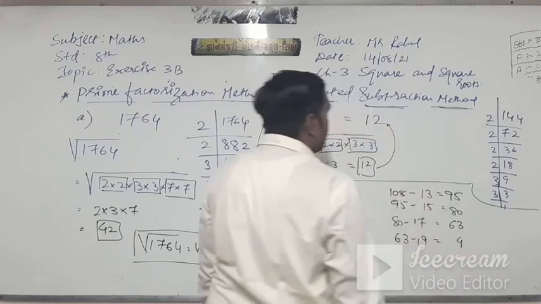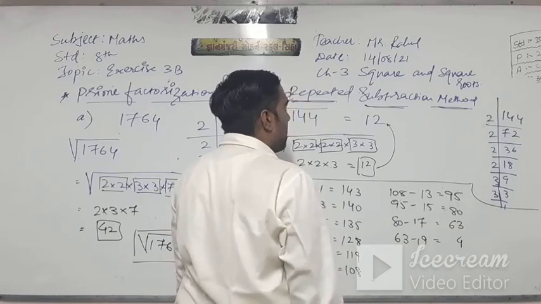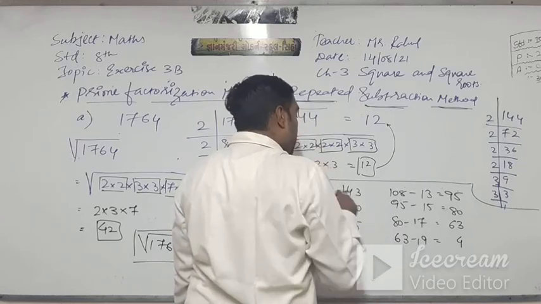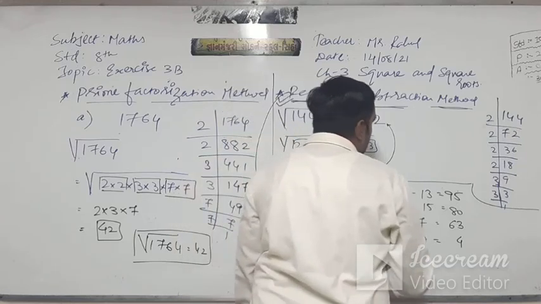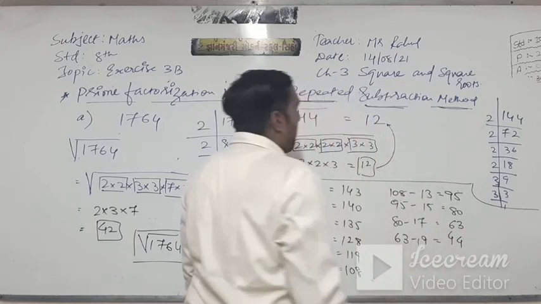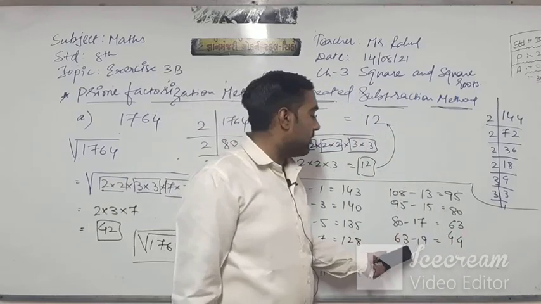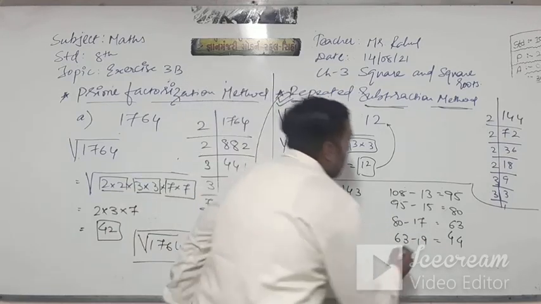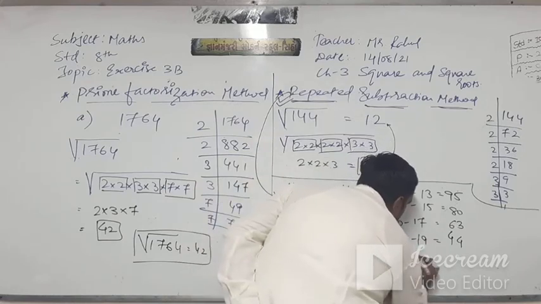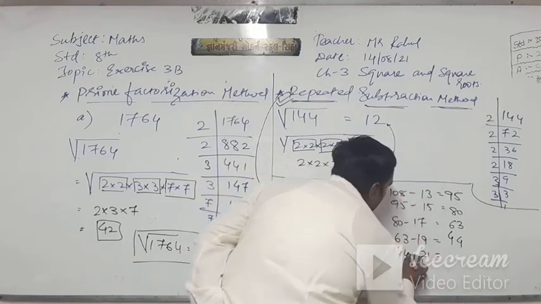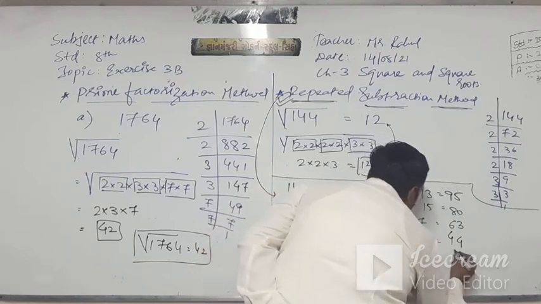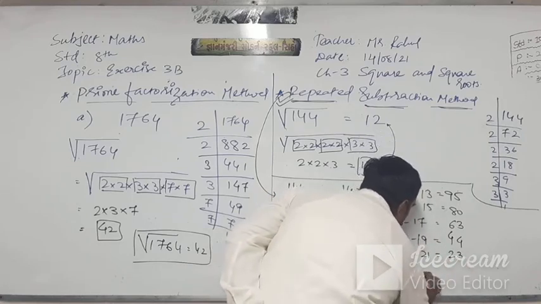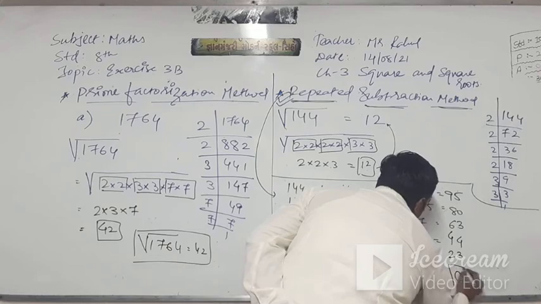Now 44 minus 21, that is 23, and 23 minus 23, there is a 0, right?